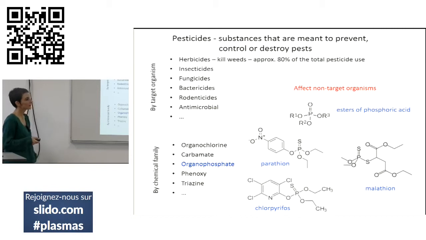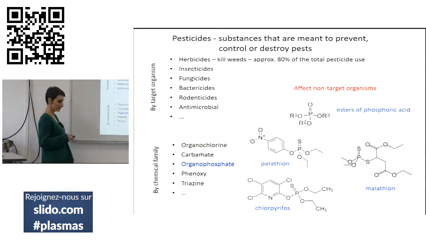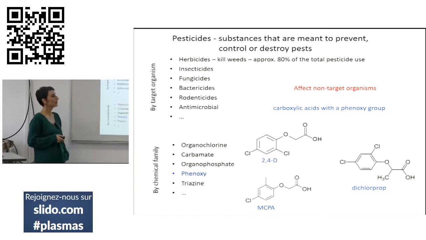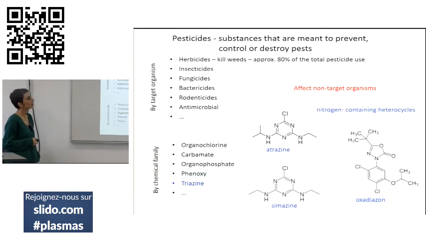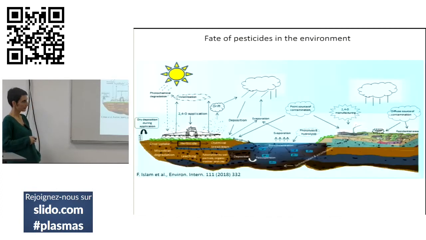Organophosphates, which are esters of the phosphoric acids, and as examples, parathion and malathion. Then the phenoxy family, they are carboxylic acids with a phenoxy group. And 2,4-D is one of the most widely used and most widely investigated. And the triazine family, they are compounds with heterocycles containing nitrogen, as in atrazine, simazine, and so on.